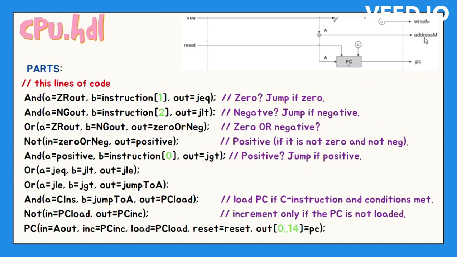Now at the end, the PC contains the address of the instruction to be fetched next. In these lines, the load bit of the PC is determined by the jump bits and ALU outputs. So basically they determine the jump condition and check the ALU output to see if conditions are met. If the instruction is a C instruction and conditions are met, the PC is loaded with the value that will ask the CPU to jump to the specified location or symbol. If the PC is not loaded, then it is incremented, that is, it will read the next instruction.